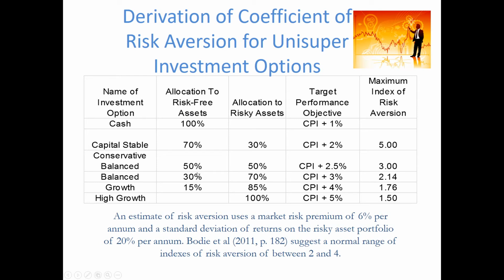What we can infer from this calculation here, assuming that the market risk premium is 6% and the standard deviation is 20%, is that if an investor is investing in the capital stable fund, that implies she has a coefficient of risk aversion of 5, if we solve for A from that utility function formula. And if the investor is investing in high growth, it appears that the coefficient of risk aversion of the investor is 1.5. So we can use the actual decisions made by investors as a way of backing out and calculating their degree of risk aversion.